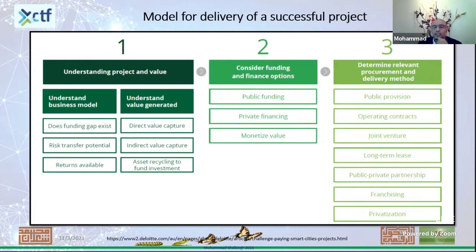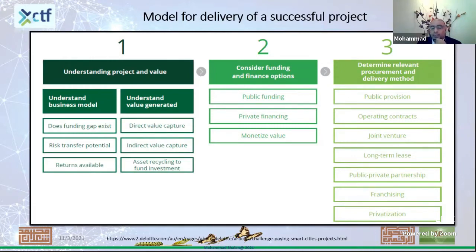We also need to understand the value generation: when to generate value, and what value to generate. There is an obstacle related to funding, because when you are talking about a smart city, for example, we are talking about funding a project for 20 or 30 years. In this, there are a lot of challenges and changes coming inside the project. So we have to be very careful.